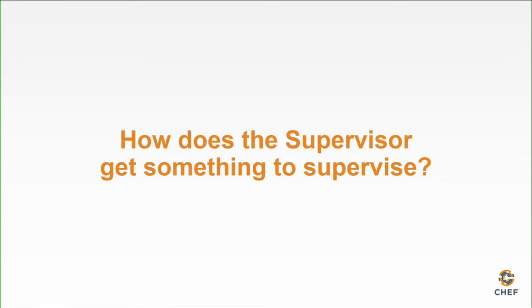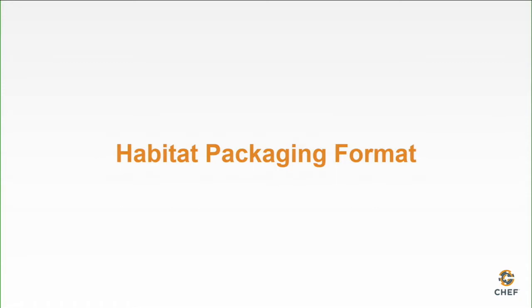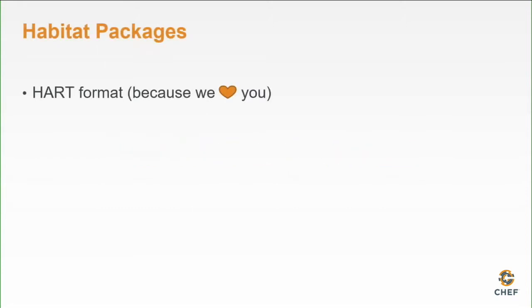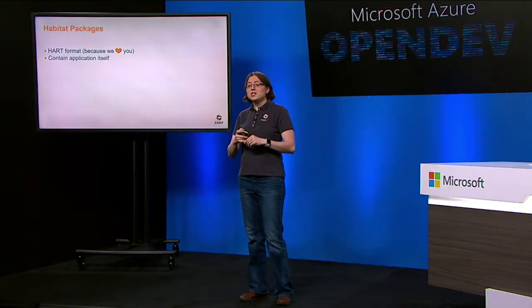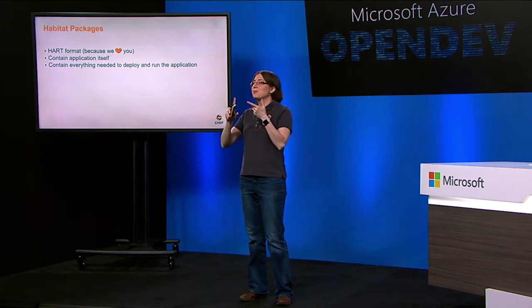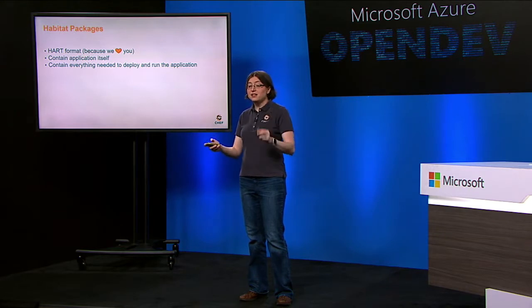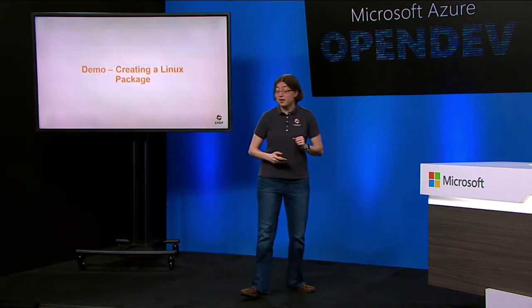Now let's step back in the process just a little bit and talk about how we make that package for the supervisor to supervise. And we do that using the Habitat packaging format. This is what you use to create the artifact on your workstation. Now, these packages are in the HART format. We like to say it's because we heart you, but it actually stands for Habitat artifact. And these packages contain the compiled application itself and everything needed to deploy and run that application. That's that plan file we saw, which we'll see one in action in just a moment. And enough with talking about it, let's see this packaging format in action and go to the next demo.